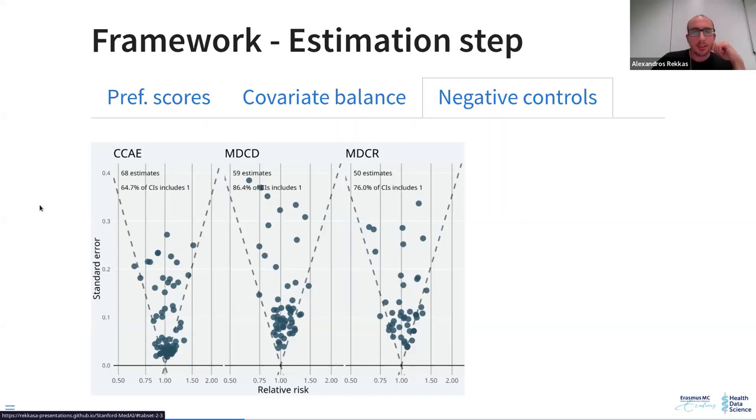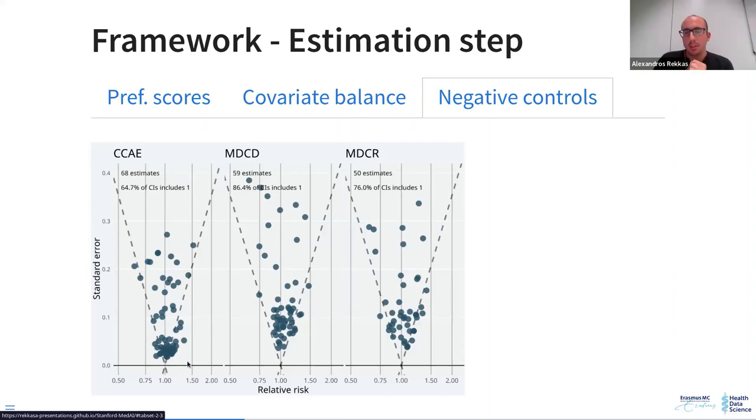In this case, everything looks fine for MDCD and MDCR, but maybe there is a problem with CCAE again, because we see this blob of negative control outcome estimates, where we are actually finding a significant effect for outcomes that are not actually related to the treatments, right? And not only that, but whenever we are failing, the estimate ends up being above one. So we're finding that the thiazides are actually worse than ACE inhibitors.